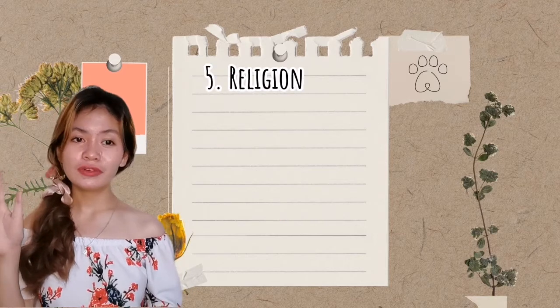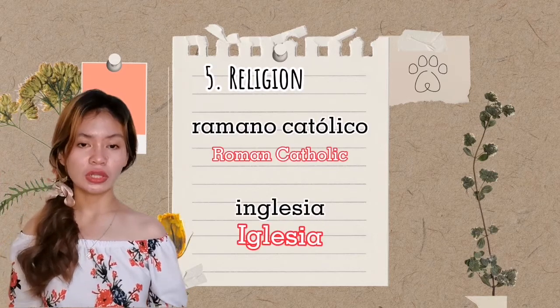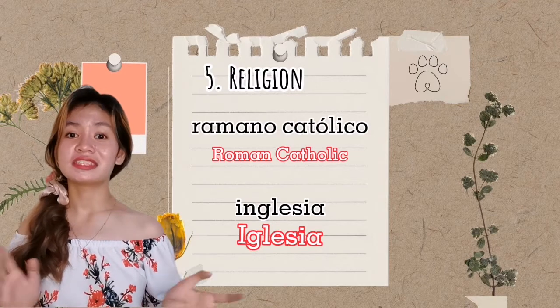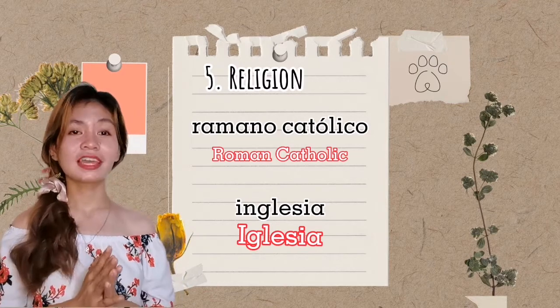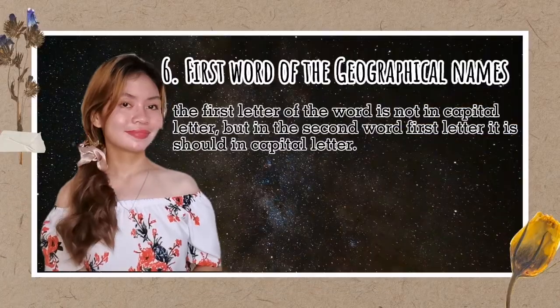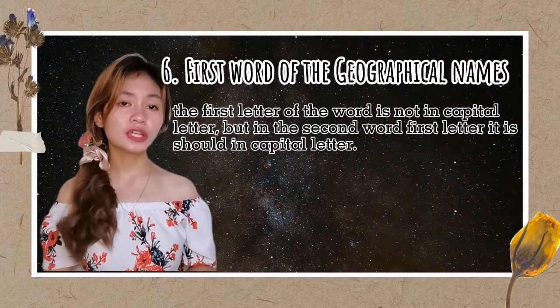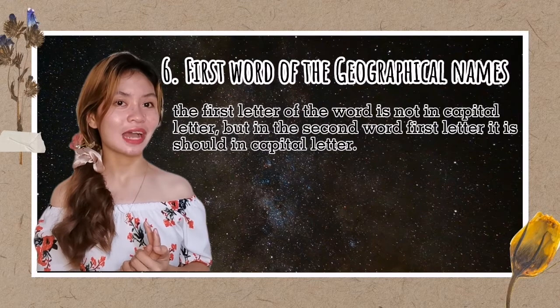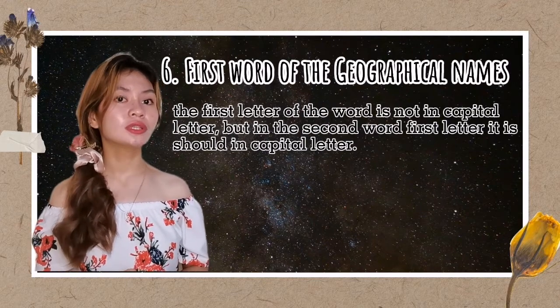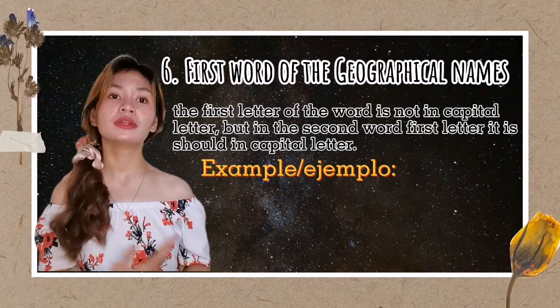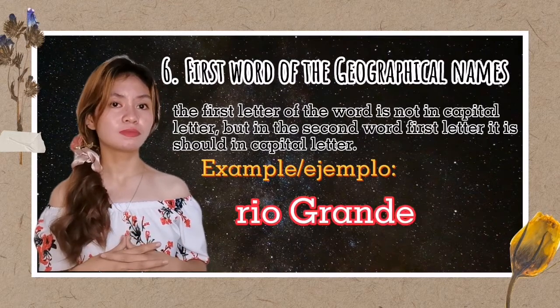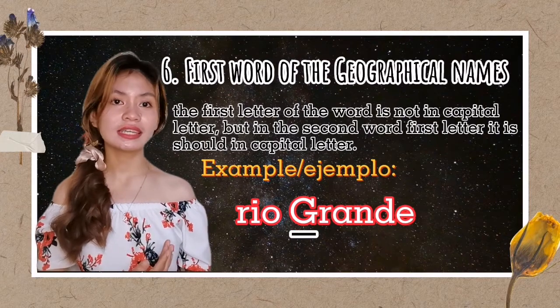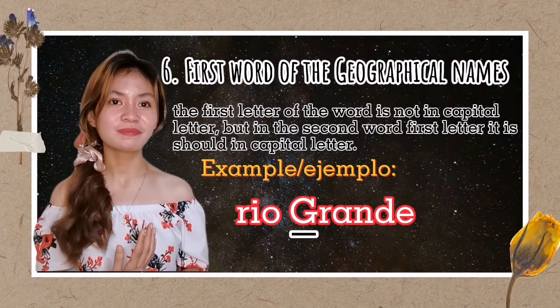Then the fifth one is religion, like Romano Católico, Iglesia, and except if it is at the beginning of the sentence, it is written in a small letter. And lastly, the sixth rule is the first word of geographical names. The first word of each geographical name is not written in a capital letter, but the second word you should write in a capital letter. For example, Rio Grande. Rio is in all small letters, but Grande has the letter G in capital, and the rest is small letters. So, that's all for the rules on words that are not capitalized in Spanish.